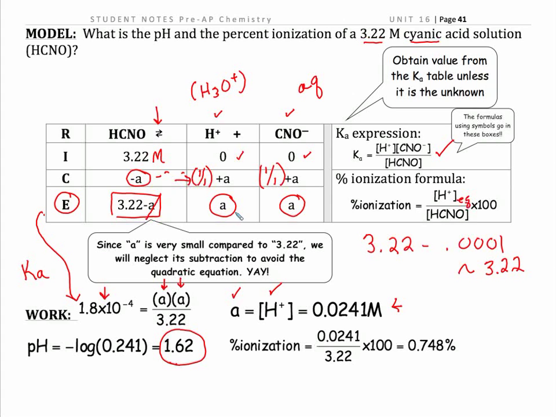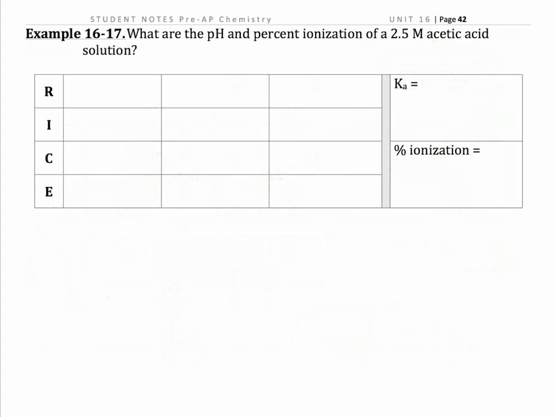Now, for the percent ionization, I take my H plus at equilibrium, which is what I just solved for, divide it by my initial times 100, and it's obviously far, far less than 100%.